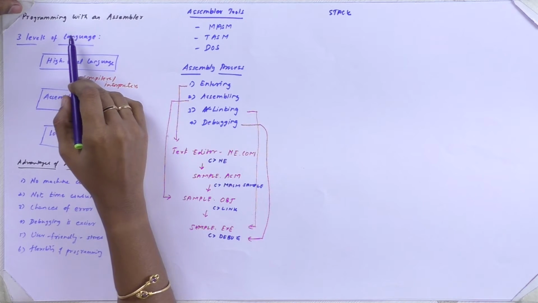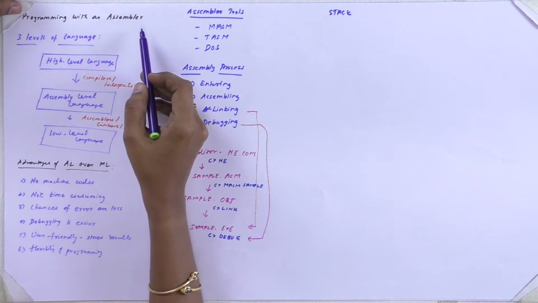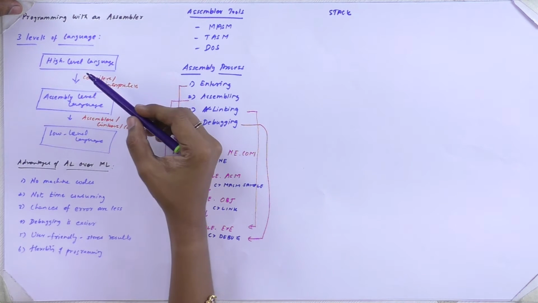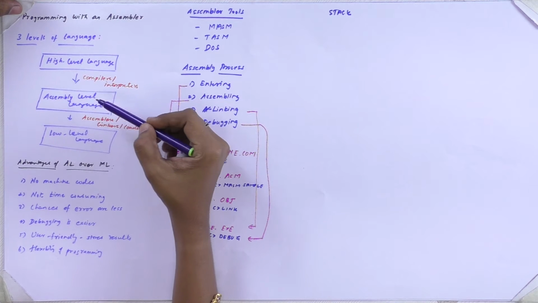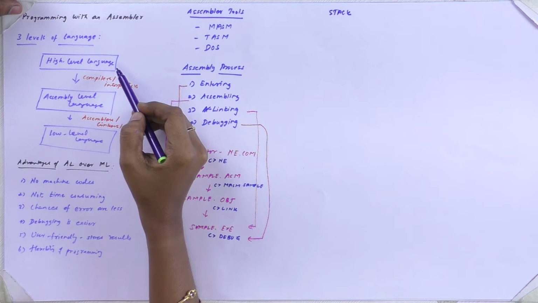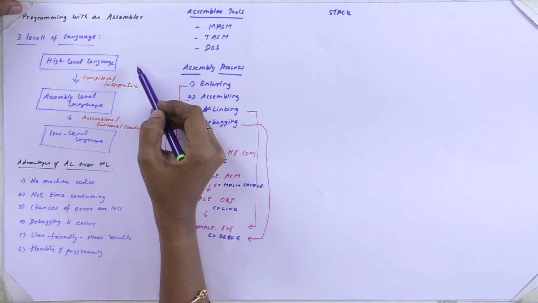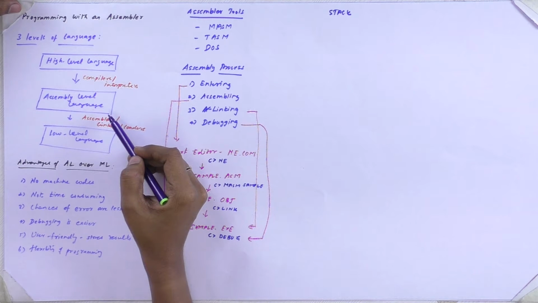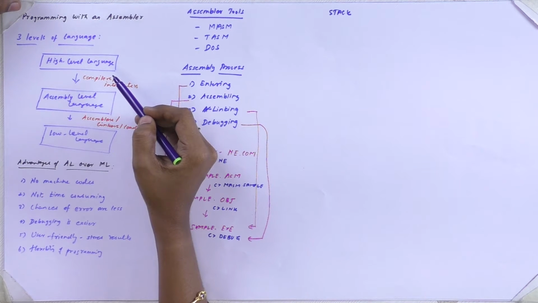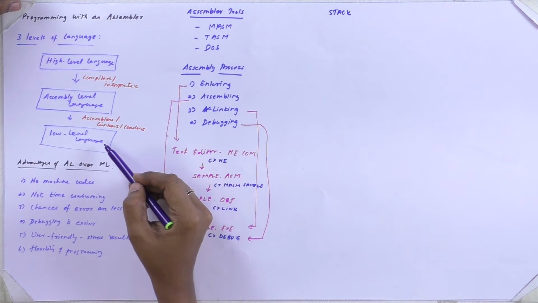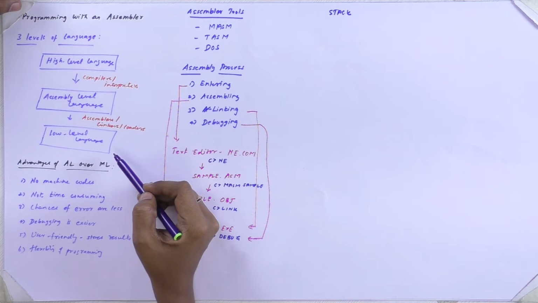Before going to this concept, programming with an assembler, first of all we have to recollect the three levels of language: high level language, assembly level language and then low level language. High level languages are the ones we can easily understand and write programs in, whereas assembly level language is somewhat difficult compared to high level language. And then the low level languages are the machine codes that are easily understood by the underlying hardware or the machine.